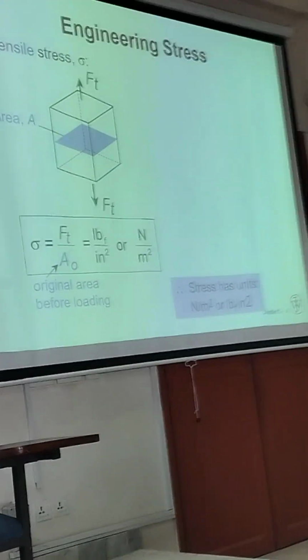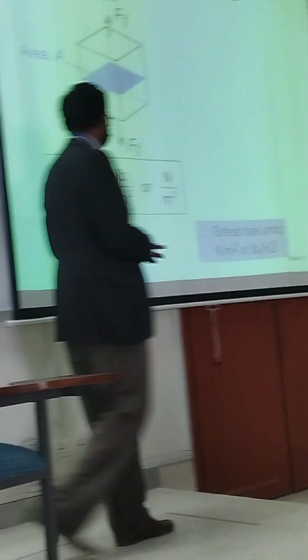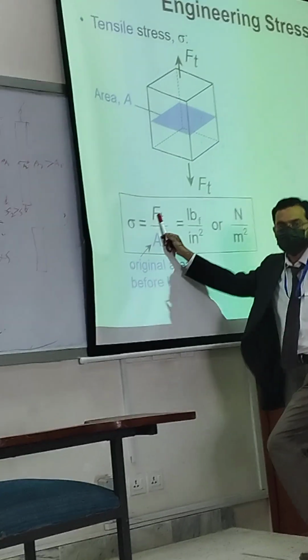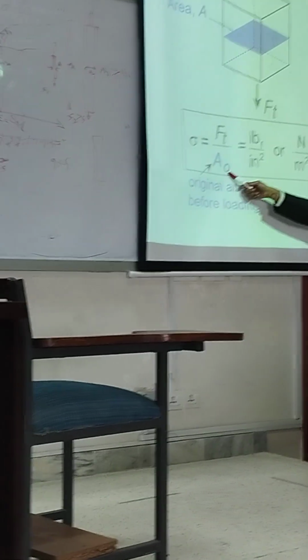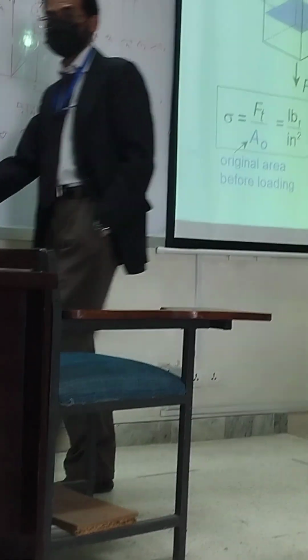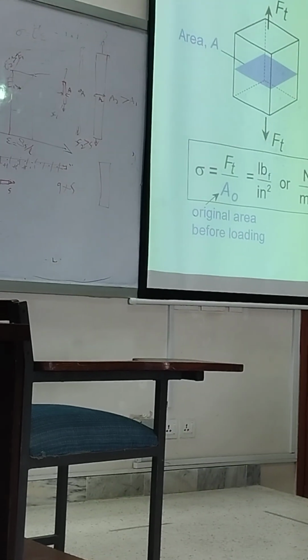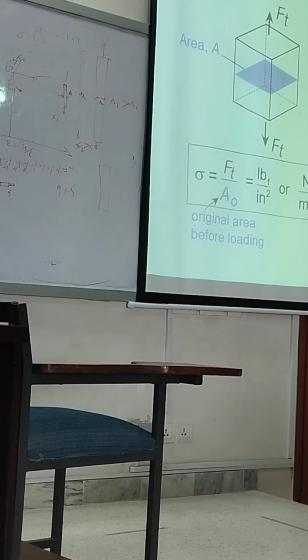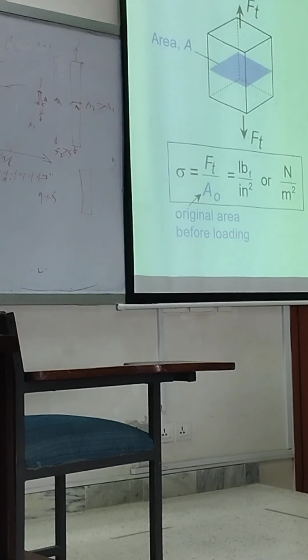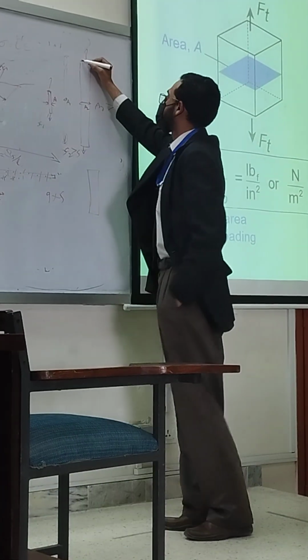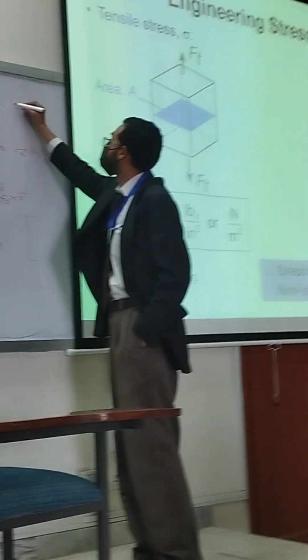We have the concept of engineering stress. Engineering stress is the applied force divided by the original area. Why original area? Why not instantaneous area? It's all about convenience. It is easier for us to just record the initial area, because what is going to happen when we extend? Remember I told you the cross sectional area will decrease.